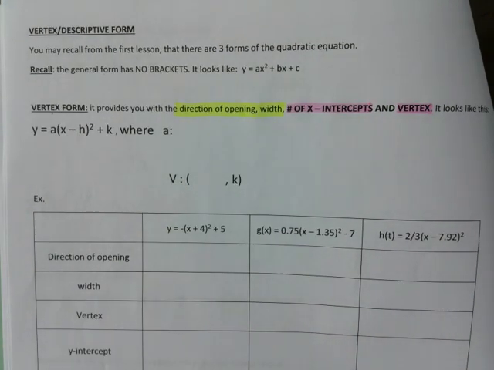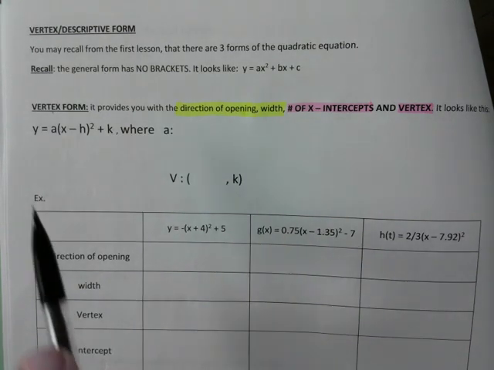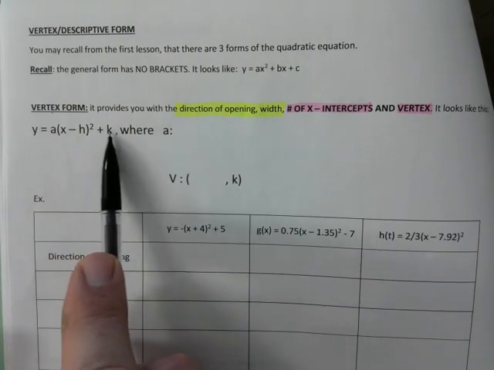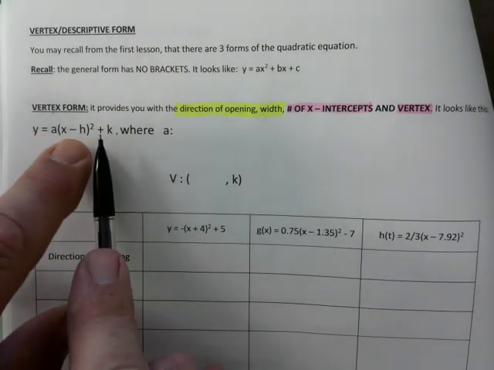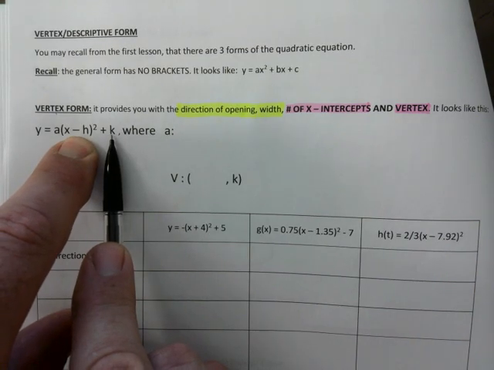Right? That is new. It doesn't give us the y-intercept, guys. It doesn't. So just forget about it. So this is in general what it looks like. And we use H and K because those are going to give me the vertex.